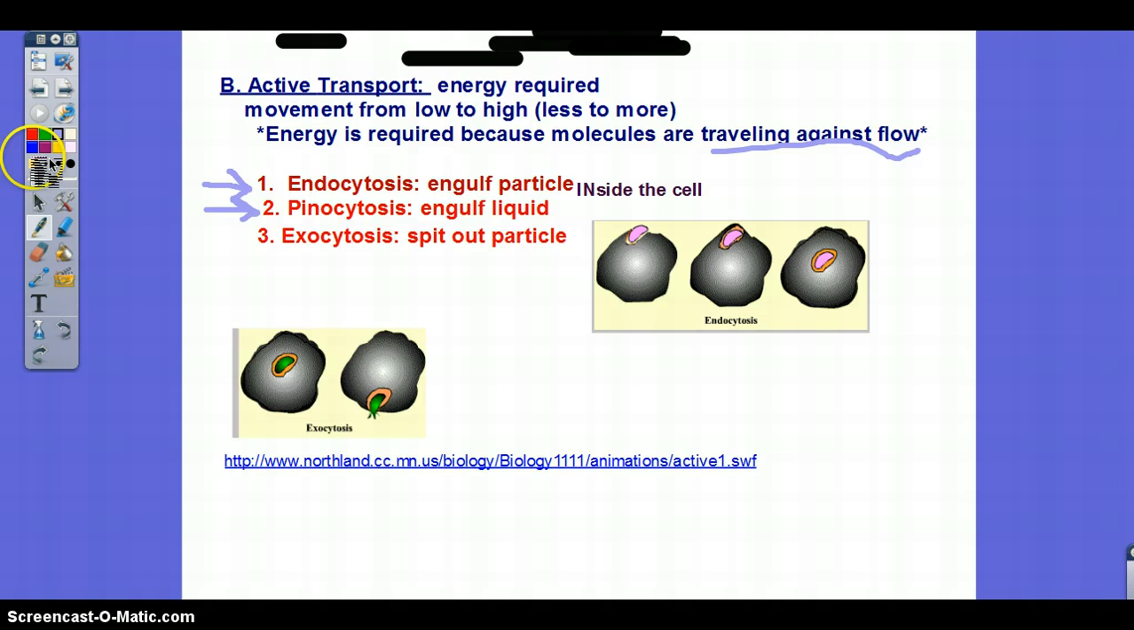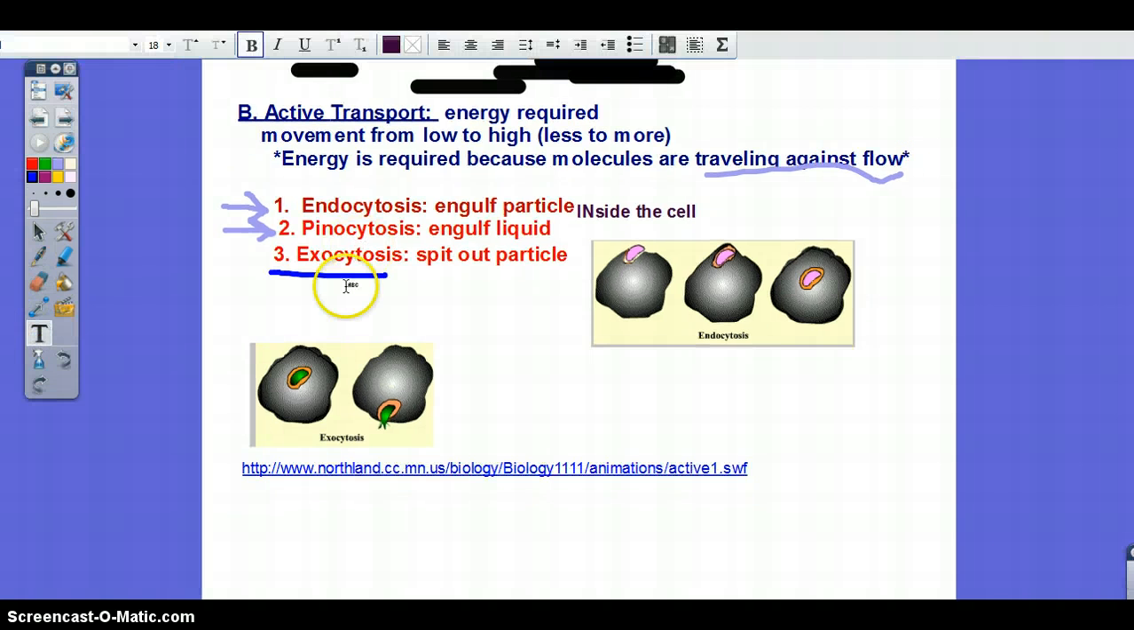Exo, on the other hand, is molecules again moving from low to high, an area of less molecules to more, but they're going outside of the cell. Think of exo as exit, exiting the cell.